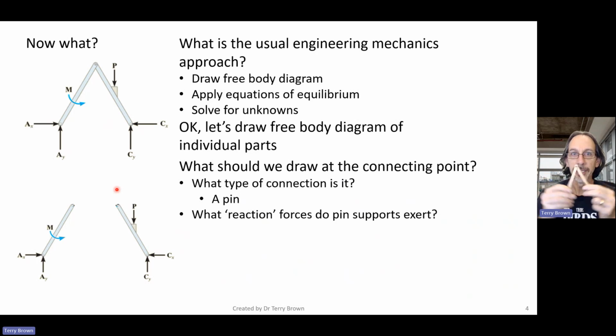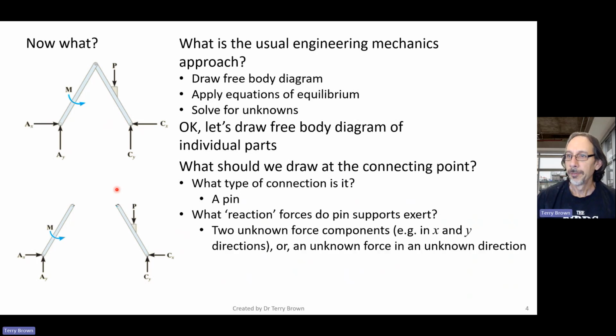Pin connection, free to rotate, so no moment reaction, but I can't translate one relative to the other, right? I can't move this one over here off to this way horizontally, and I also can't push it up as a rigid body translating upwards. I can only rotate. Okay, so let's add those to the right-hand part. So I've now got my unknown reaction forces due to the pin at point B here.